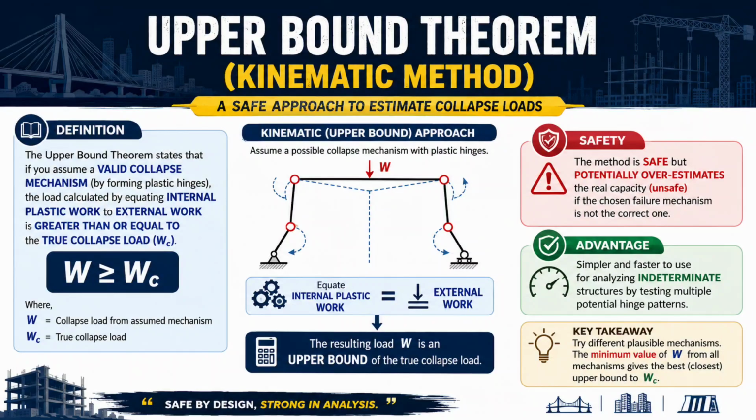Now coming to the upper bound theorem, this theorem is also known as the kinematic method, which is a very safe approach to estimate the collapse load. The upper bound theorem states that if you assume a valid collapse mechanism, the load calculated by equating internal plastic work to external work is greater than or equal to the true collapse load. So according to this theorem, the assumed or calculated load is greater than or equal to the collapse load. However, to determine the collapse load, the internal work done should be equated to the external work done.